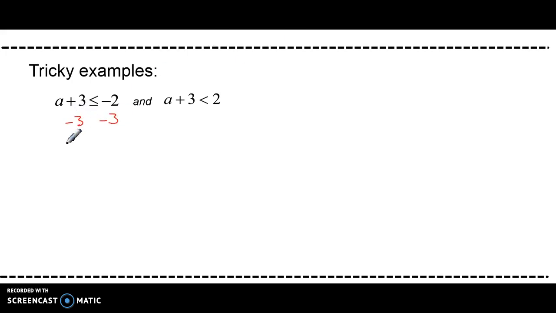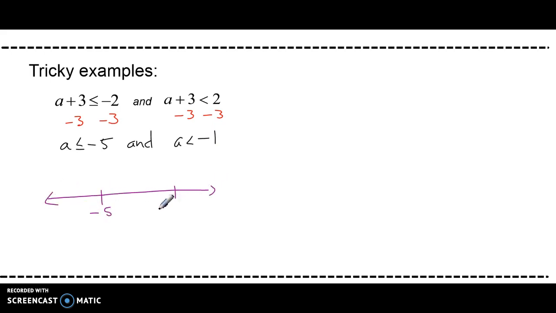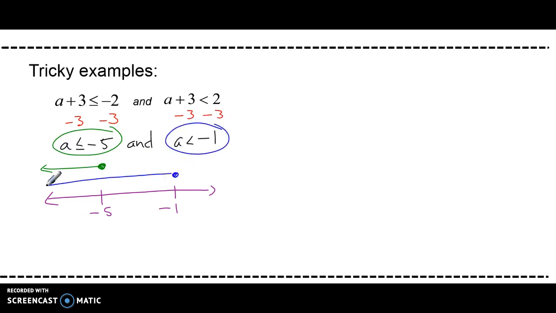So here I'm going to subtract 3 from both sides and get a is less than or equal to negative 5. And here I'm also going to subtract 3 from both sides, and I'll get a is less than negative 1. And then I'll do like I did a second ago, and I'll graph each one of these inequalities in its own separate color. So I'll do this one in green. A less than or equal to negative 5 looks like that. I'll do this one in blue. A less than negative 1 looks like this.